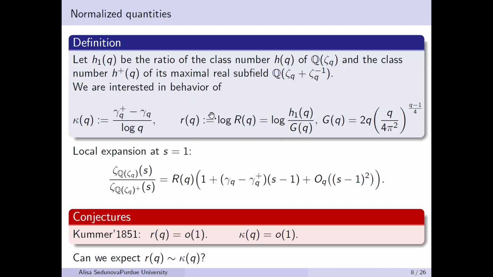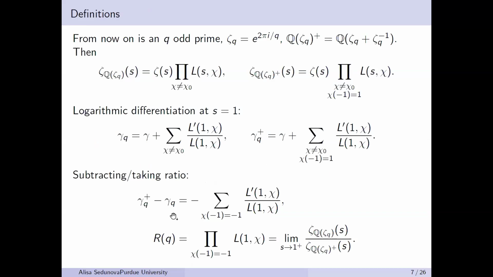So from the expression from before, here is the difference of gamma plus minus gamma. So this is the sum of logarithmic derivatives of L, and this is R of Q, which is the product of the values of L at 1. What happens is that I normalize this by log Q. Why? Because there are heuristic arguments that tell you that this is the right normalization. And this is going to be related to the class number. So once you know something about it, there is a way to compute it using class numbers too.